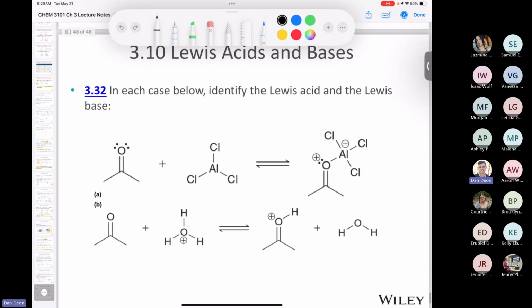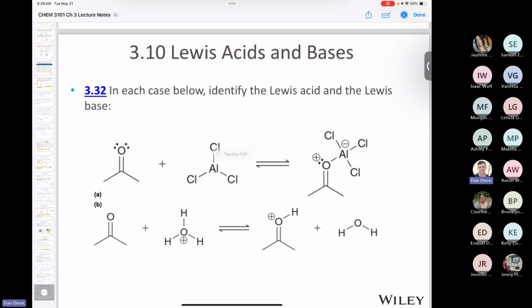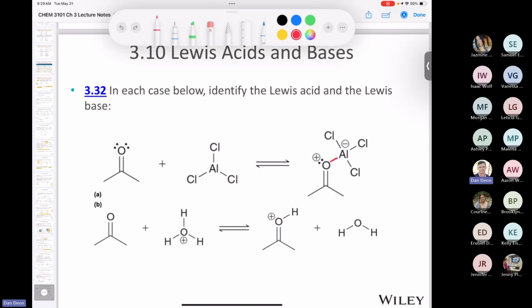And so the last question just says, identify the Lewis acid and the Lewis base. Well, you can see that in the first one, you're forming a bond between the oxygen and the aluminum. And so the way you would draw that curved arrow is start on this pair of electrons and end up on the aluminum. So this is the electron donor, so this must be our Lewis base. This aluminum trichloride is our electron acceptor, so this would be our Lewis acid.